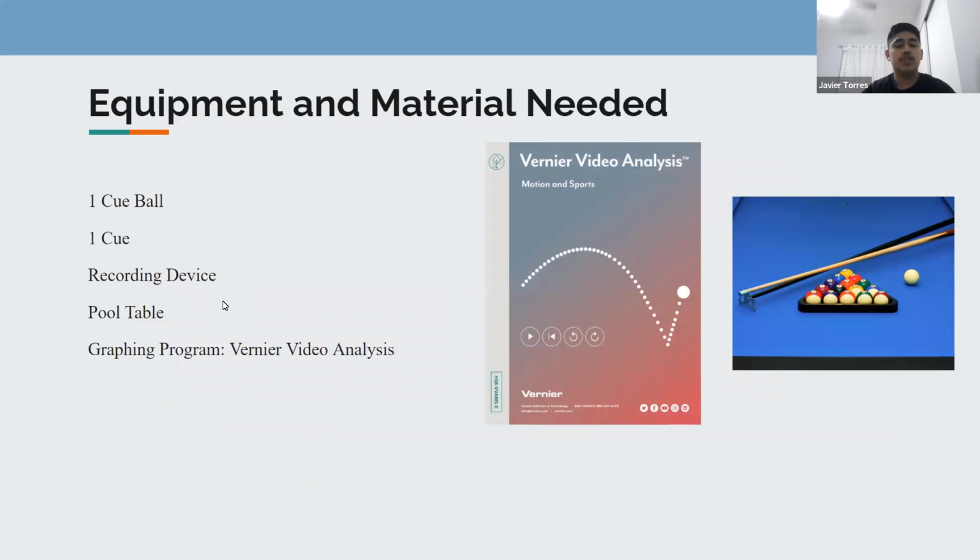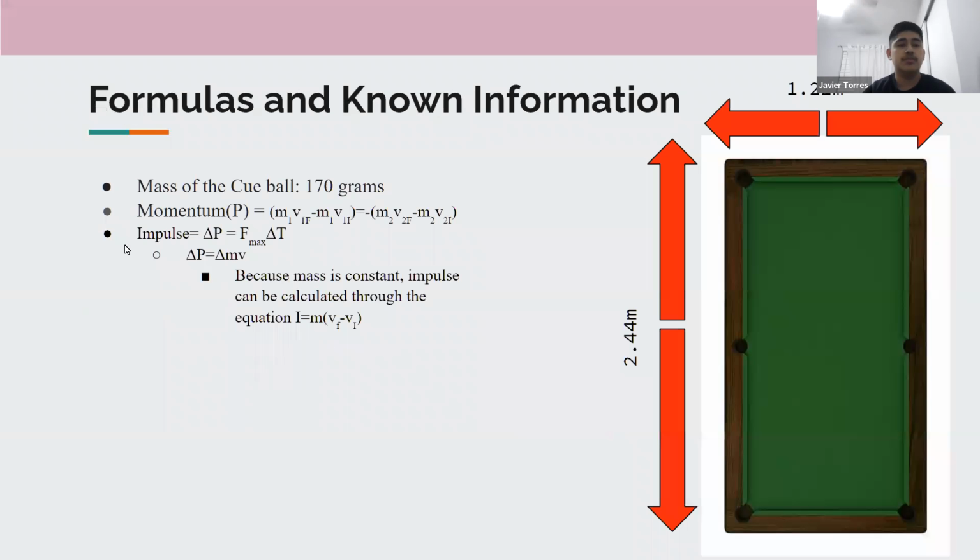The equipment and materials we will be integrating into our experiment include one cue ball, one cue, a recording device such as a phone camera, a pool table, and a graphing program such as Vernier Video Analysis. And next up, we have Ryan presenting the formulas and information needed for this experiment.